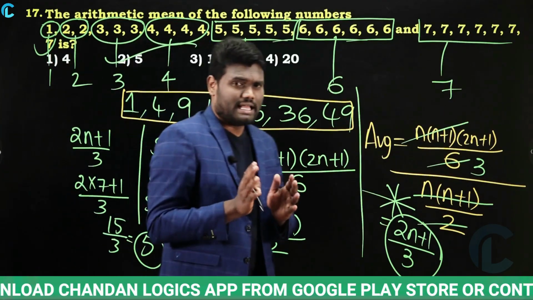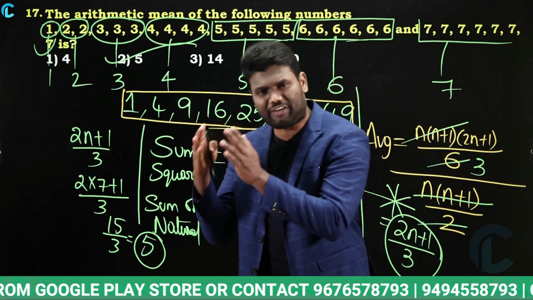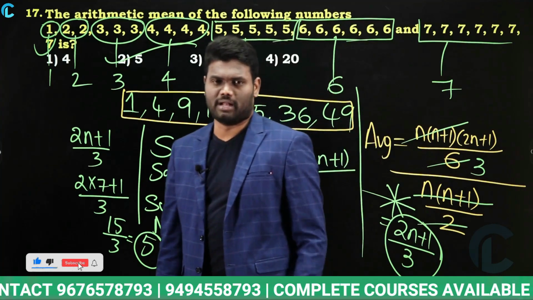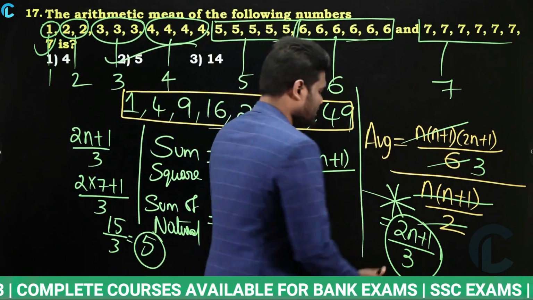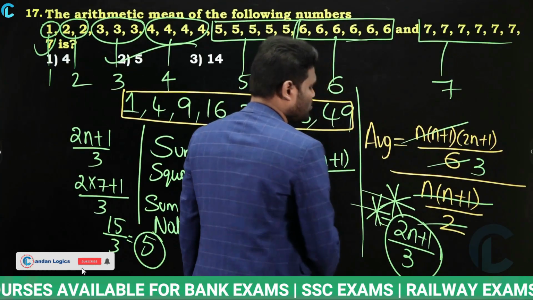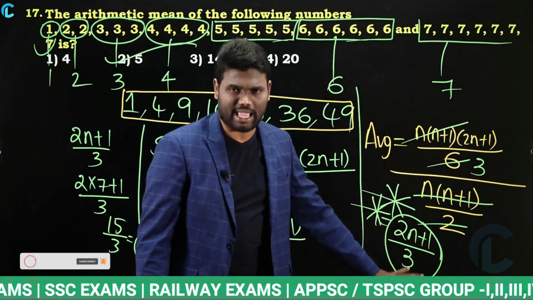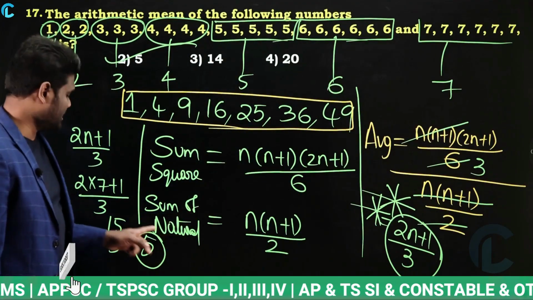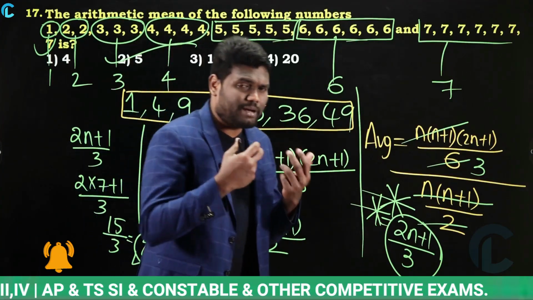Very good question. Just what you need to do is know the sum of squares of n natural numbers formula. Similarly, the sum of n natural numbers formula. If you know this, you will come to know that direct short trick, 2n plus 1 by 3. The n value is the highest number you have. When you calculate this, the answer is 15 by 3, that is 5. Very simple question. Okay, I will explain one more time.